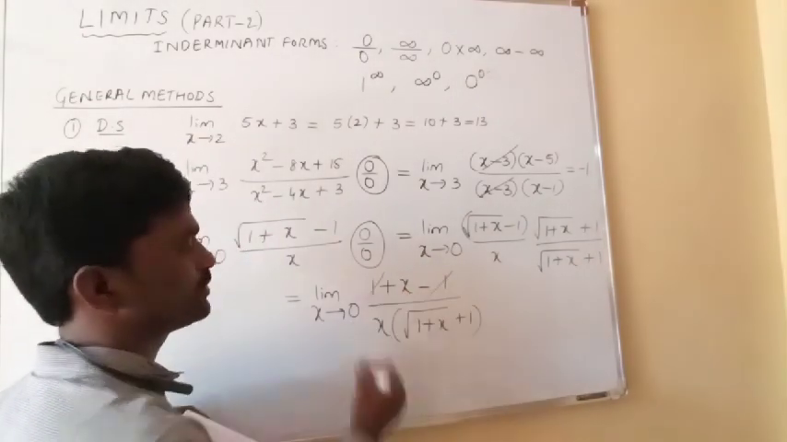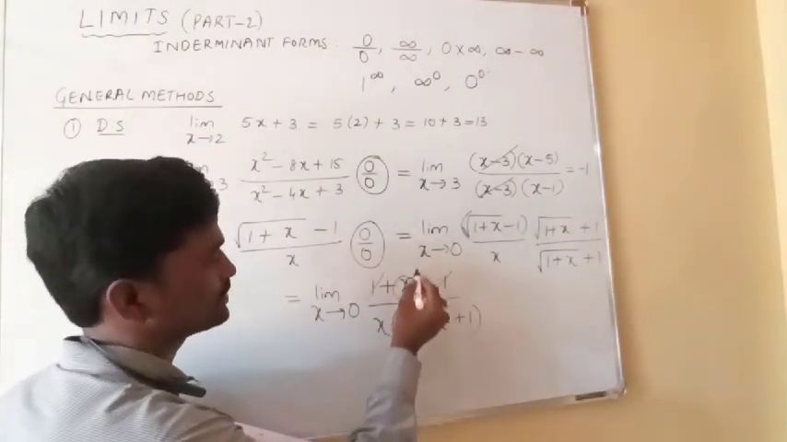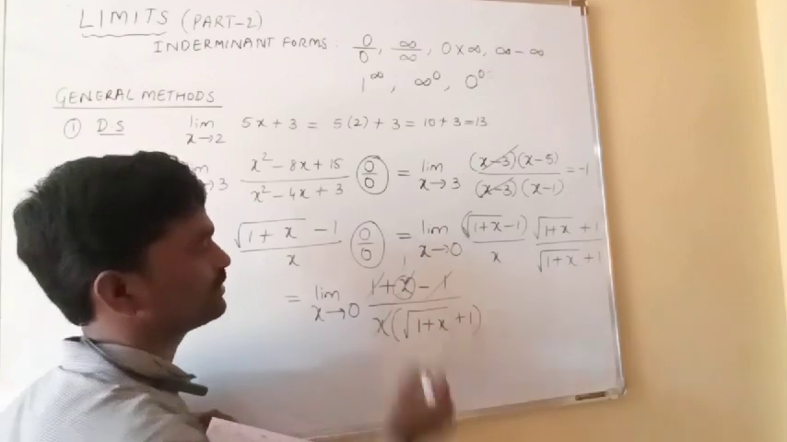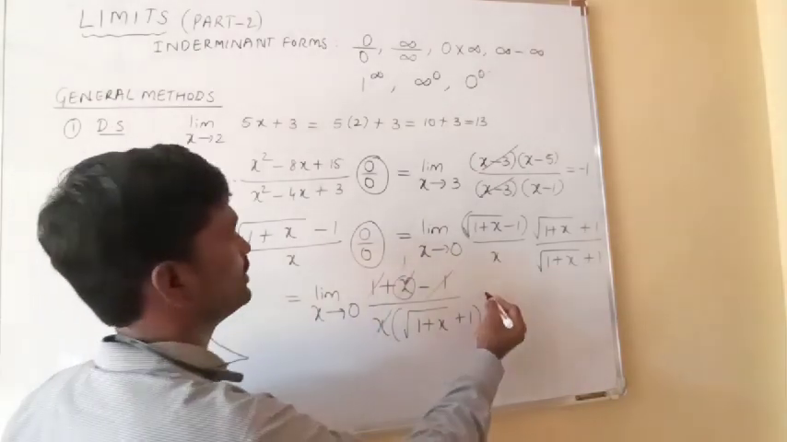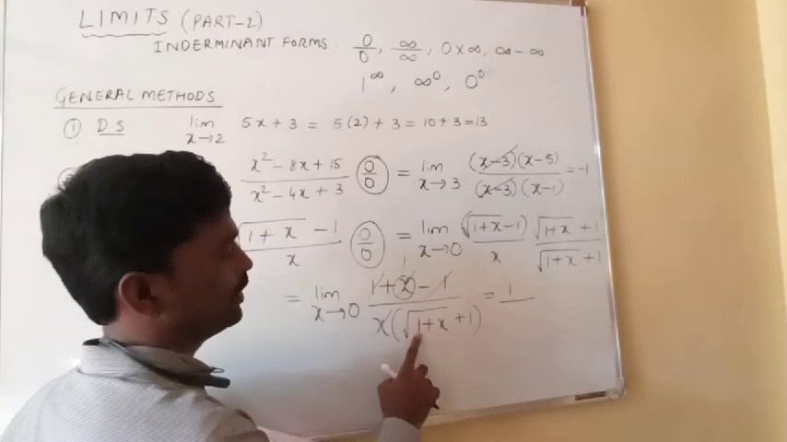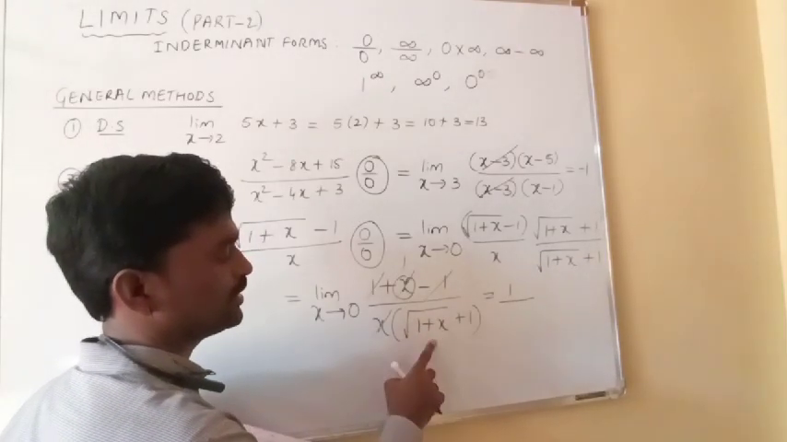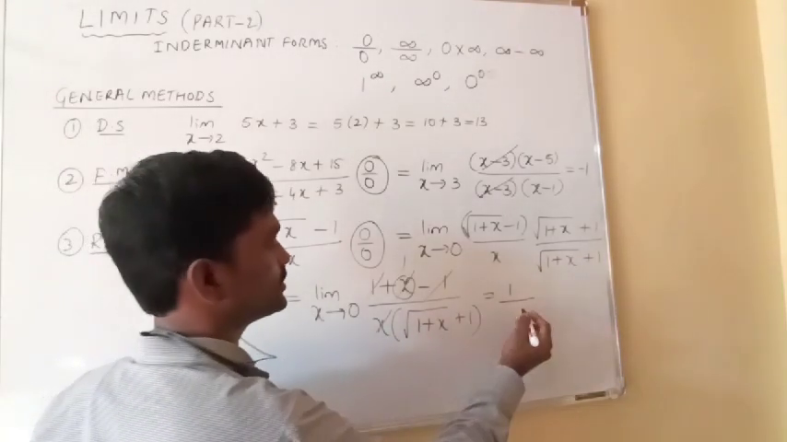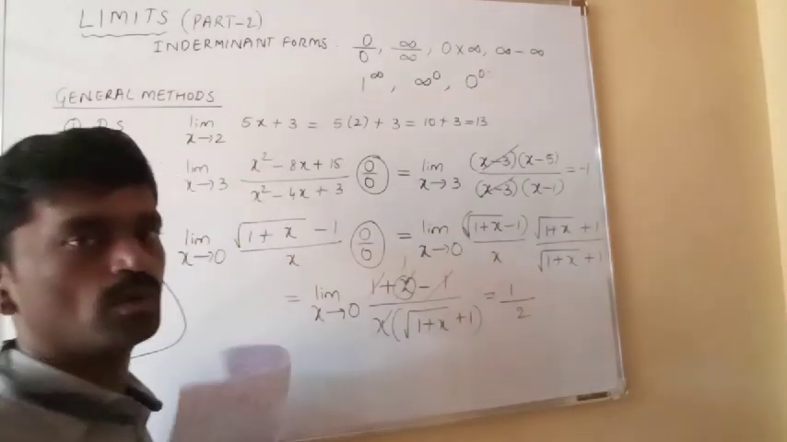So minus 1 plus 1 get cancelled. What is left here? x. So this x also gets cancelled. Then what is left here? 1. Now apply the limit. What you will get? 1 upon 1 plus 0, that is 1. Root 1 is 1. 1 plus 1 is 2. So thus the answer is what? 1 upon 2.